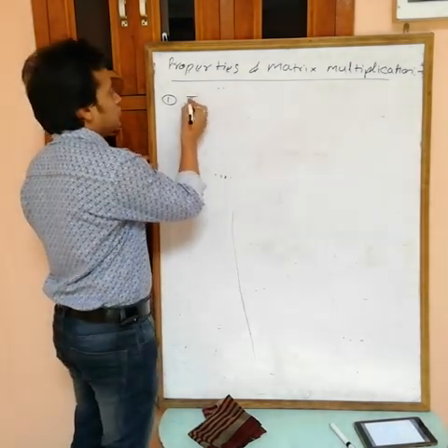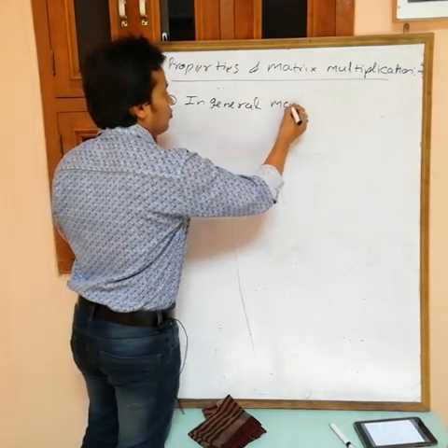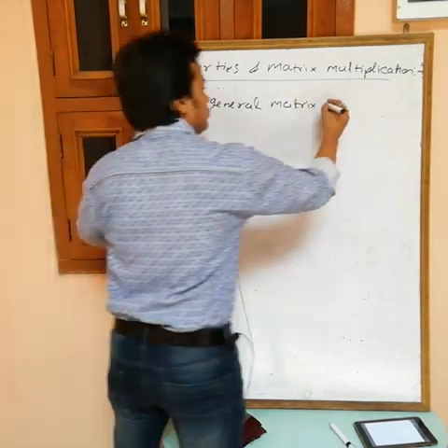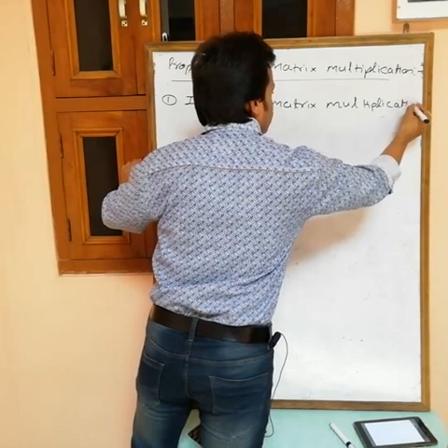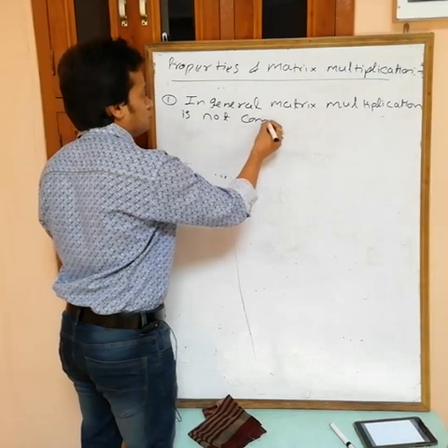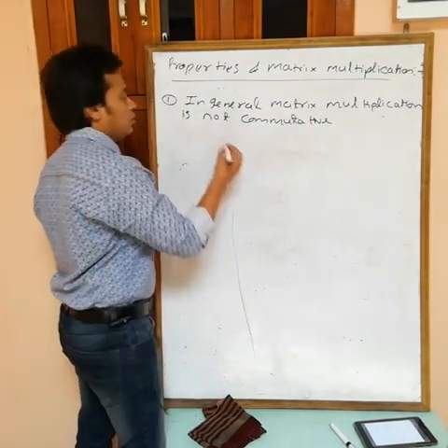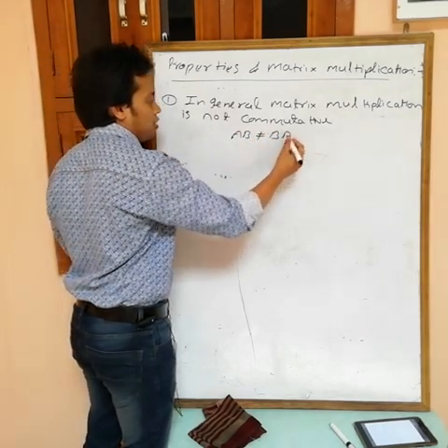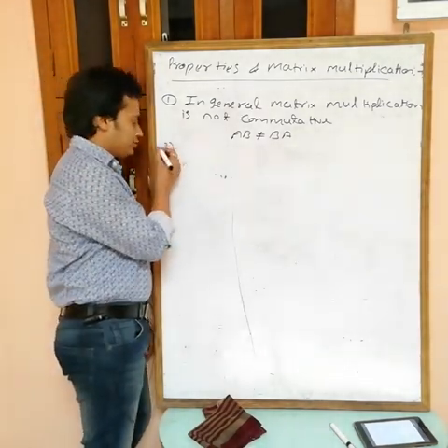So, in general, matrix multiplication is not commutative. It means AB is not equal to BA. Remember, you can't say that AB is equal to BA.